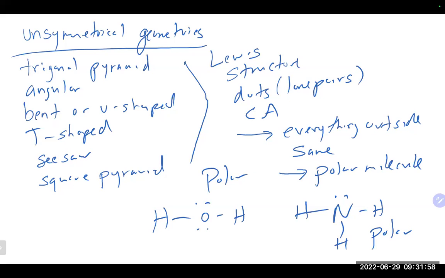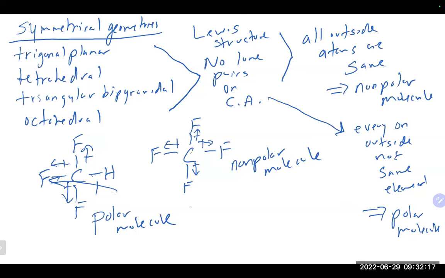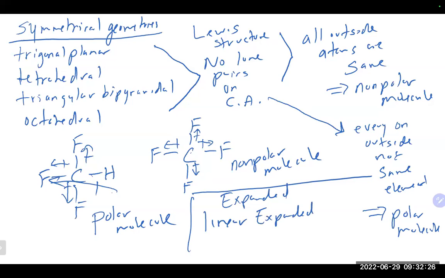If you draw a Lewis structure and you have no dots on the central atom, then it will be a nonpolar molecule if everything on the outside is the same. There are a couple of exceptions where you could technically get dots on the central atom and still have a nonpolar molecule, and that would be in a couple of those expanded octets. And that is the linear that's expanded, where you have basically the bond like this, and then you got the non-bonding electrons happening.